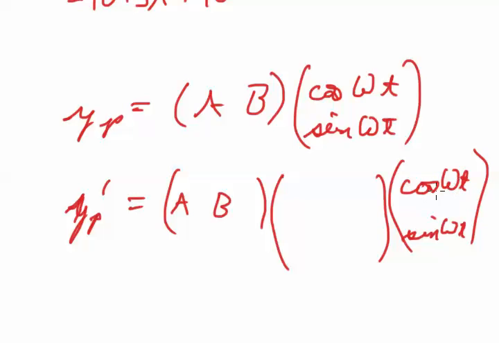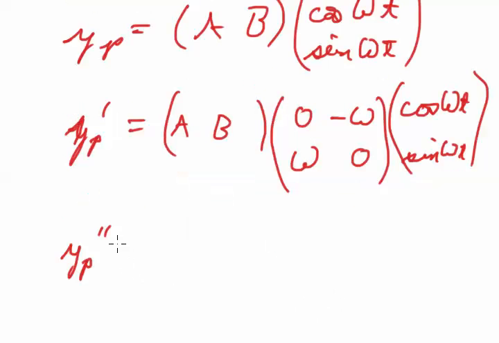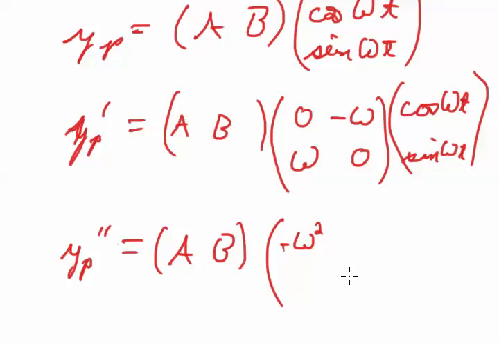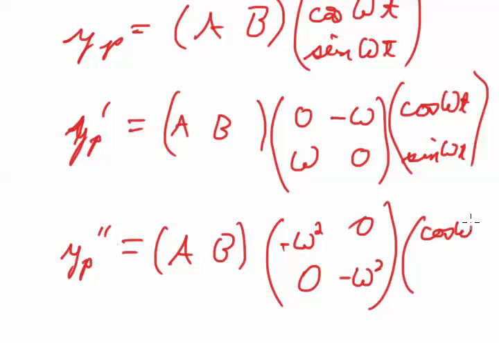The derivative of cosine omega t is negative omega sine omega t, and the derivative of sine omega t is omega times cosine omega t. You fill out the zeros in other places, and y sub p double prime is a b times negative omega squared here and negative omega squared here, after you square this matrix, of course. So I kind of skipped a step there, but it still has the cosine omega t and sine omega t.